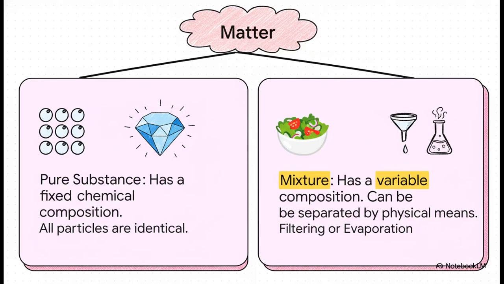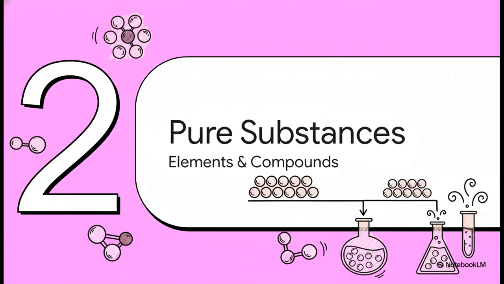Okay, so here's that split I was talking about. All matter, everything, falls into one of two teams: pure substances or mixtures. Now, a pure substance has a fixed, unchanging identity. Think of it like a sports team, where every single player wears the exact same jersey. But a mixture, that's more like a trail mix. You can have different ingredients, you can change the amounts, and you could, if you really wanted to, pick the pieces apart.